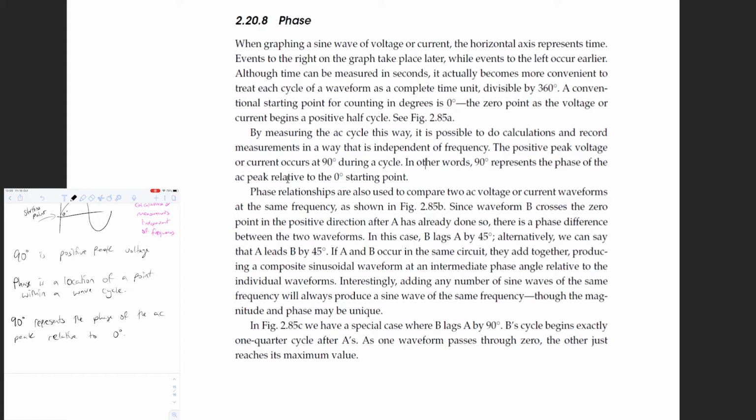Where am I now? It's really hard to keep track of where I am. Can I just highlight what I've done? That just keeps it easier. Okay. Represents the phase of the AC peak relative to the zero starting point. Phase relationships are also used to compare two AC voltages or current waveforms at the same frequency, as shown in figure 2.85b.